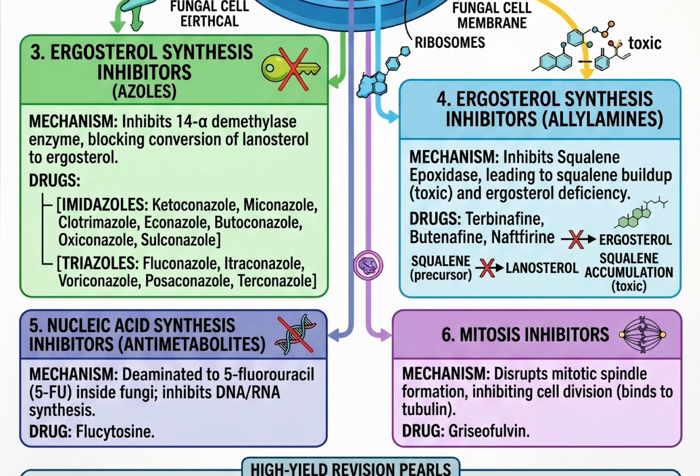Next is nucleic acid synthesis inhibitors, like antimetabolites. This is flucytosine. It inhibits RNA or DNA synthesis by being deaminated to 5-fluorouracil in the body. Next one are mitotic inhibitors. They disrupt mitotic spindle formation, inhibiting cell division by binding to the tubulin protein. For example, the antibiotic griseofulvin inhibits mitotic spindle formation and inhibits cell division in fungal cells.